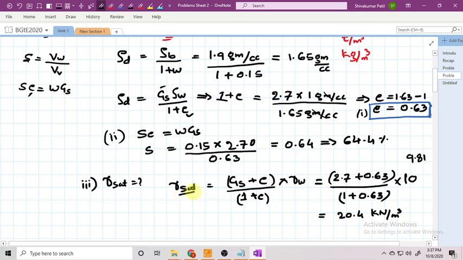Since they are asking unit weight, that's why I'm using the unit weight of water. Suppose they are asking for density, the saturated density, in the same problem, instead of the saturated unit weight. Let me write here: saturated unit weight. Suppose they are asking saturated density. What should be the difference here? I should write rho sat.